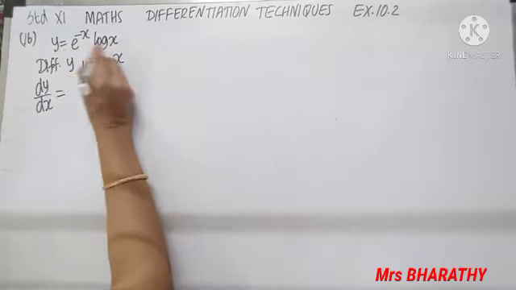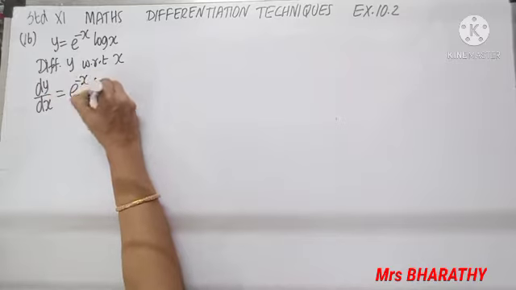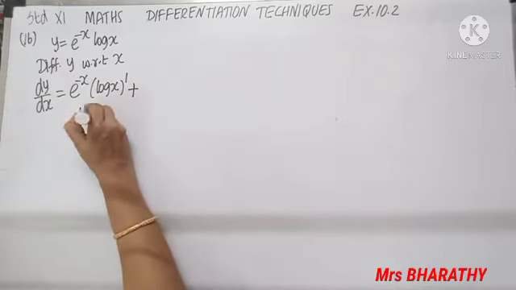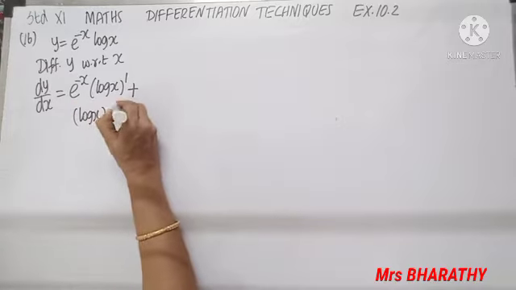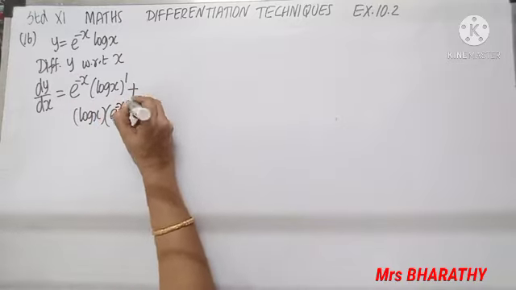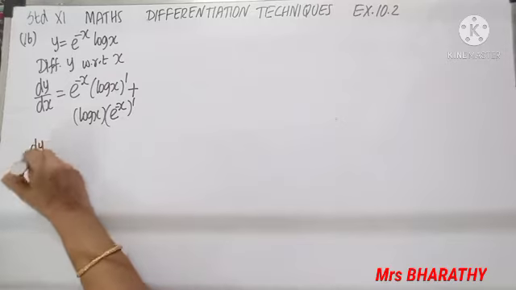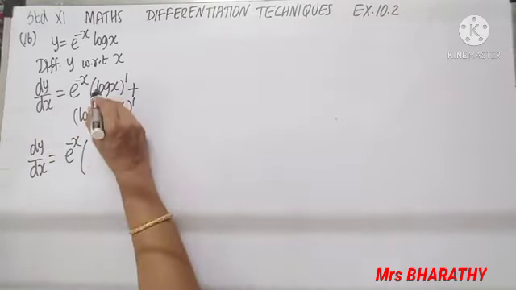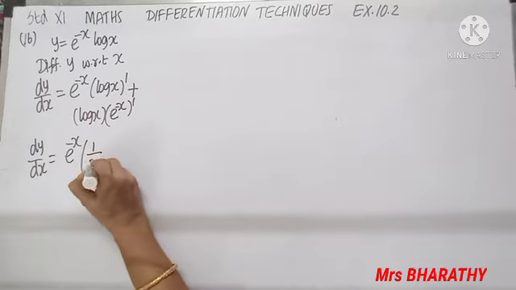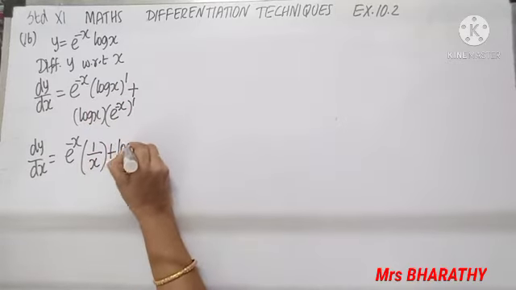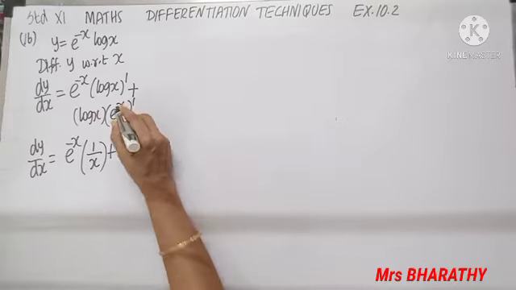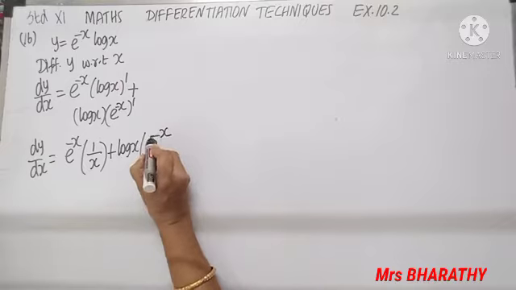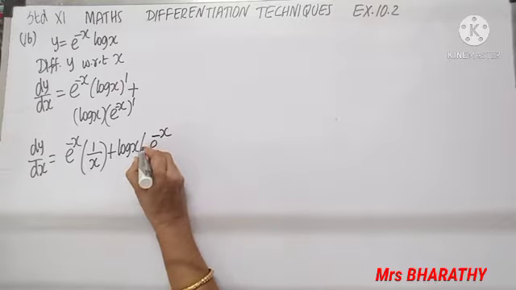There are two terms in product. Keep the first term, differentiate the second term. Plus, keep the second term, differentiate the first term. dy/dx equals e power minus x into log x, the derivative 1 by x, plus log x into e power minus x becomes e power minus x. Because there is minus sign, put it here.